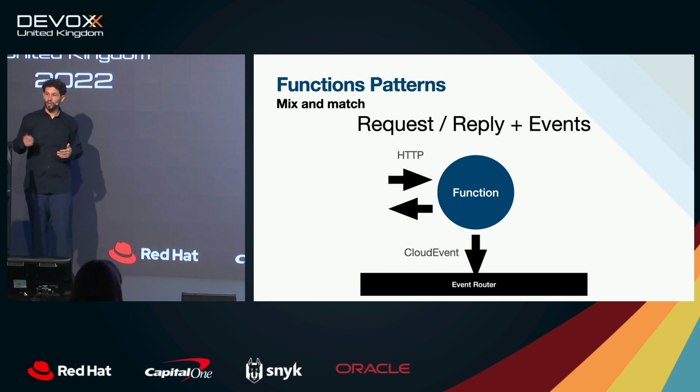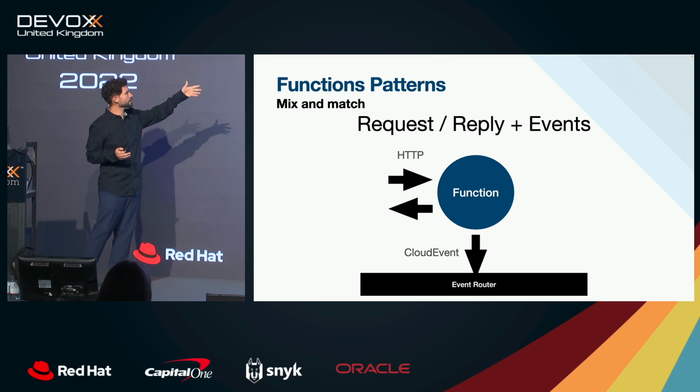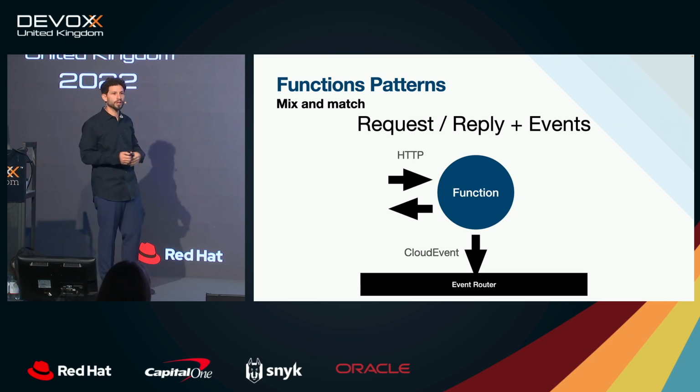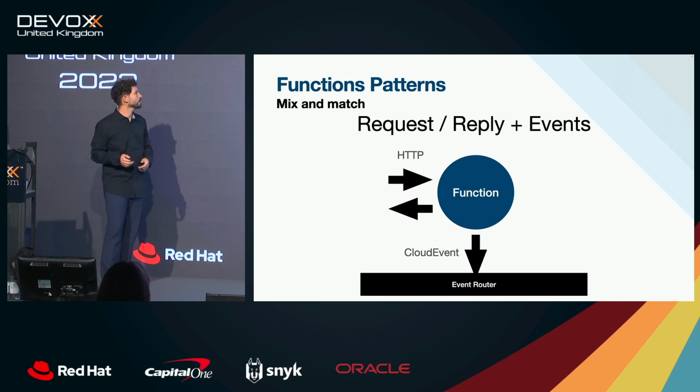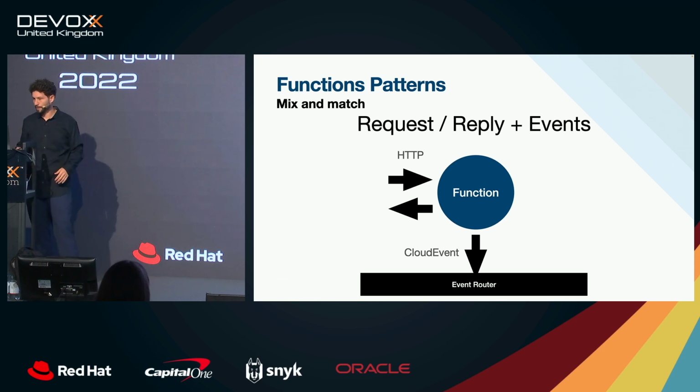And finally, I just wanted to say that you can mix and match all these approaches. You can have synchronous requests, but the function can also be emitting events to an event router that will route those events to different places, right? And that can give you observability and reactiveness and a bunch of other things.